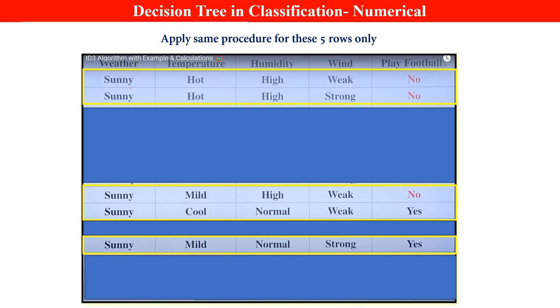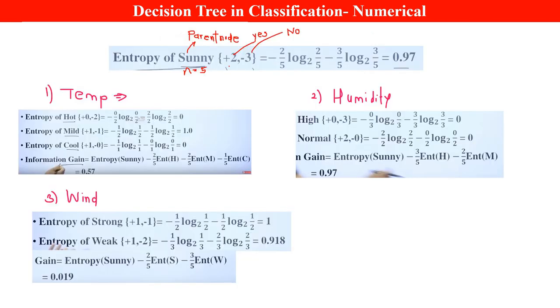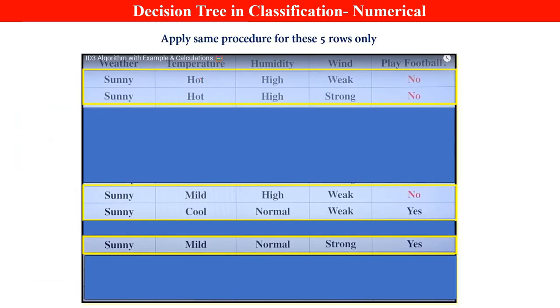We have to first calculate the entropy for the parent node, that is for sunny. In sunny there are 2 yes and 3 no's, total 5 observations. So the probability of yes is 2 by 5, and the probability of no is 3 by 5. So P1 and P2. We'll get the entropy for the new data set with 5 observations, which is 0.97.